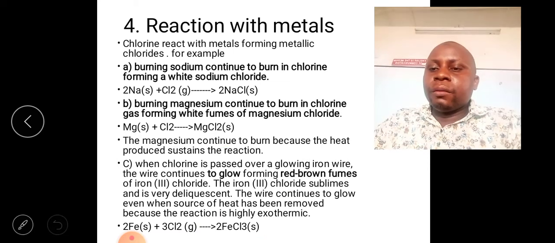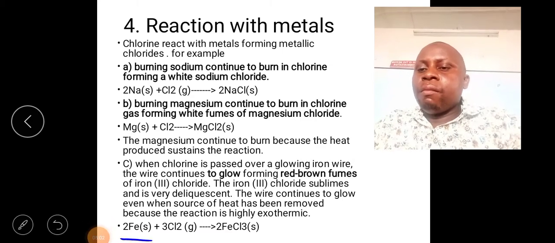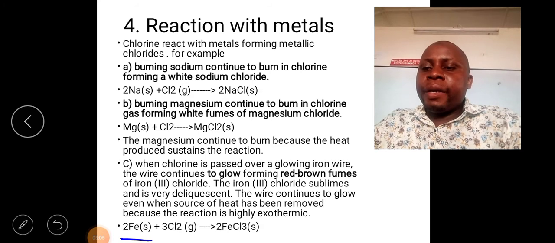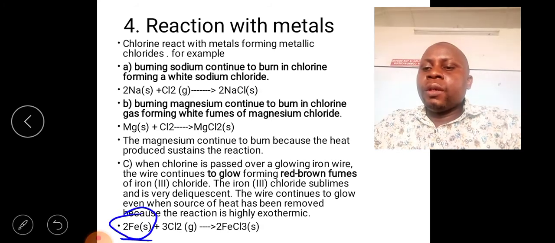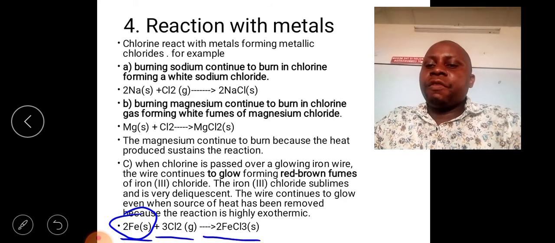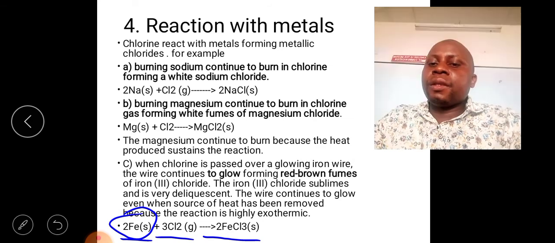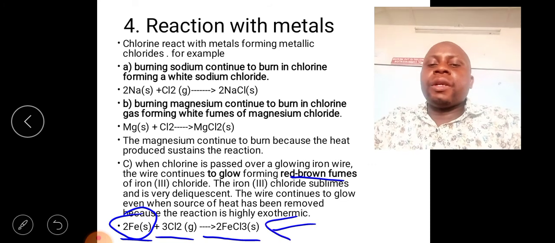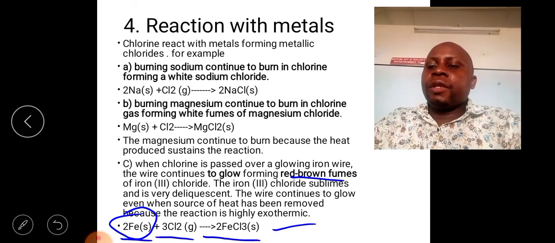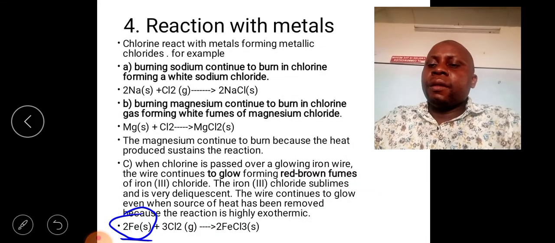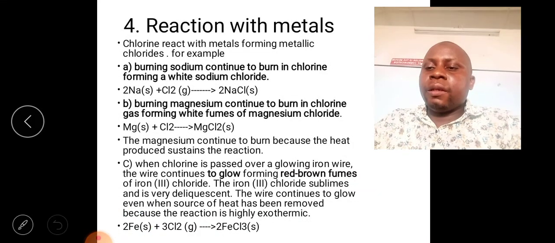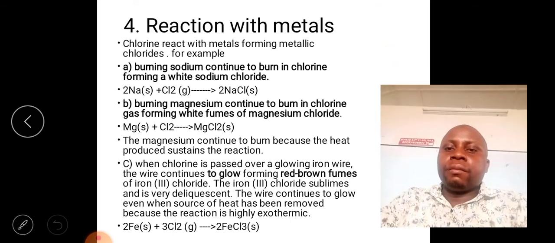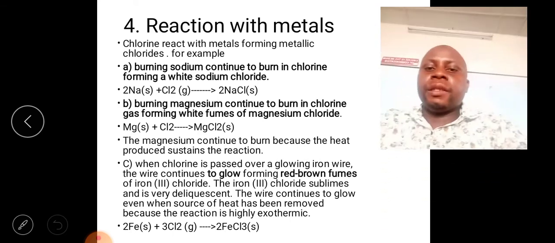So we are saying that when burning iron is made to react with chlorine, it continues to glow, hence producing red-brown fumes of iron 3 chloride. This iron 3 chloride sublimes on heating. So we shall investigate this using the next diagram.